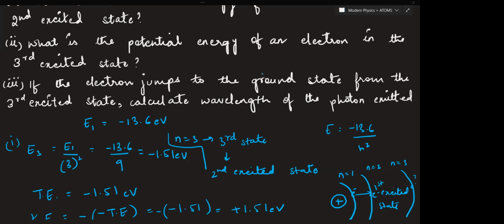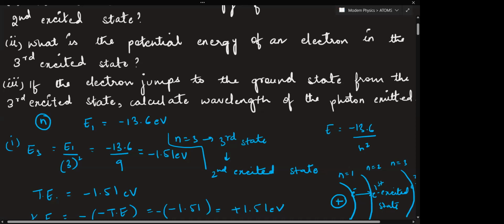Yes, Faisal, are you there? Yes, ma'am. What should be the value of n, that is the number of orbit, for the third excited state? Ma'am, it will be minus 1.5. The value of n for the third excited state. What should I take? N equal to 1, n equal to 2, n should be equal to 3.